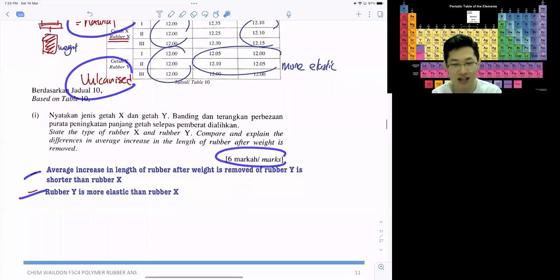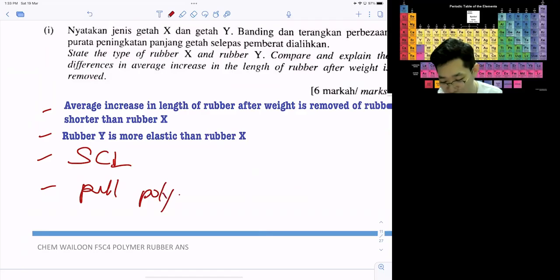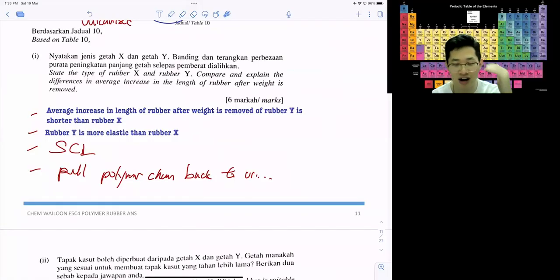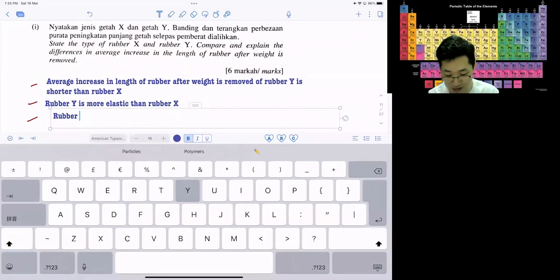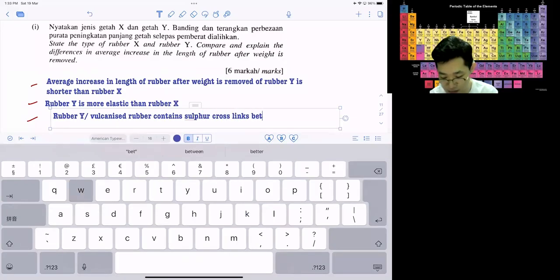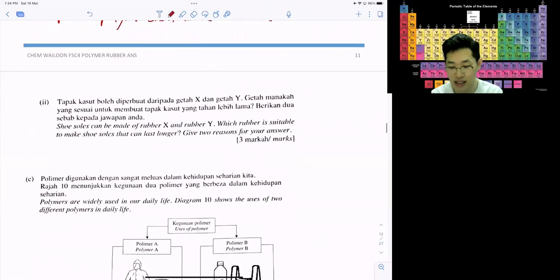Then another 2 marks is what? You have to tell them more why, right? Why rubber Y is more elastic? Sulfur cross-link can pull the polymer chain back to original position. The vulcanized rubber contains sulfur cross-link in between rubber polymers. It's everything that you have read.